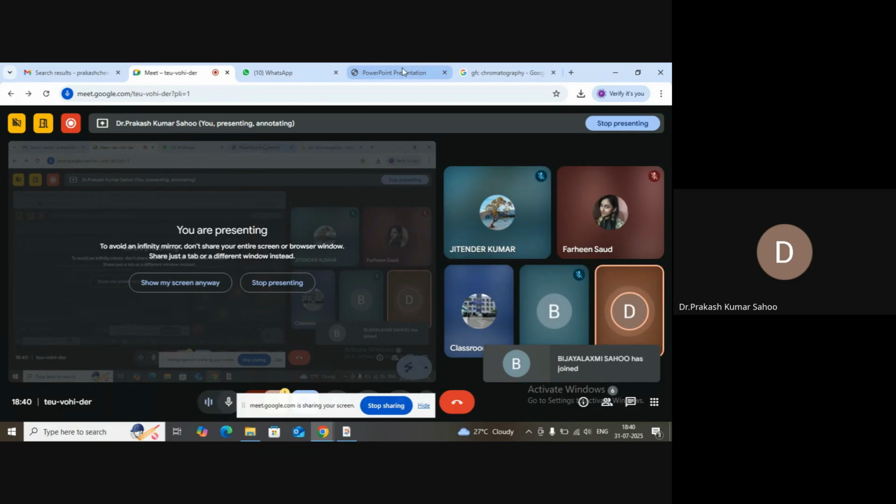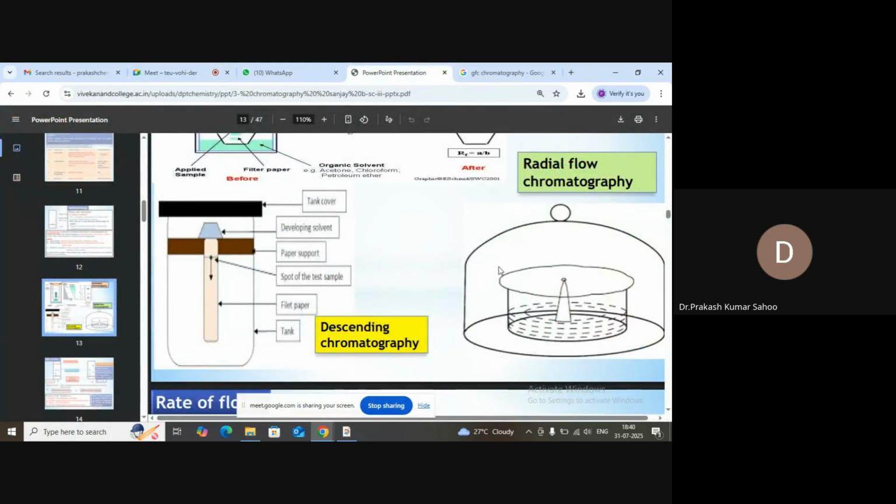So let's continue our ascending and descending chromatography.